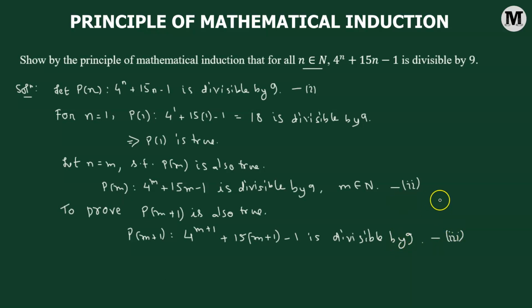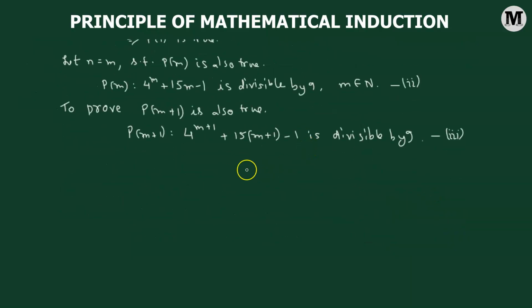We'll take the help of statement number 2. Since we have already considered P of m to be a true statement, where we have stated that 4 raised to the power of m added to 15m minus 1 is divisible by 9, we can express it as a multiple of 9. So we'll call it 9 times lambda, where lambda is some natural number. We don't have to worry about the value of lambda. Now using this, we will try to verify the statement P of m plus 1.